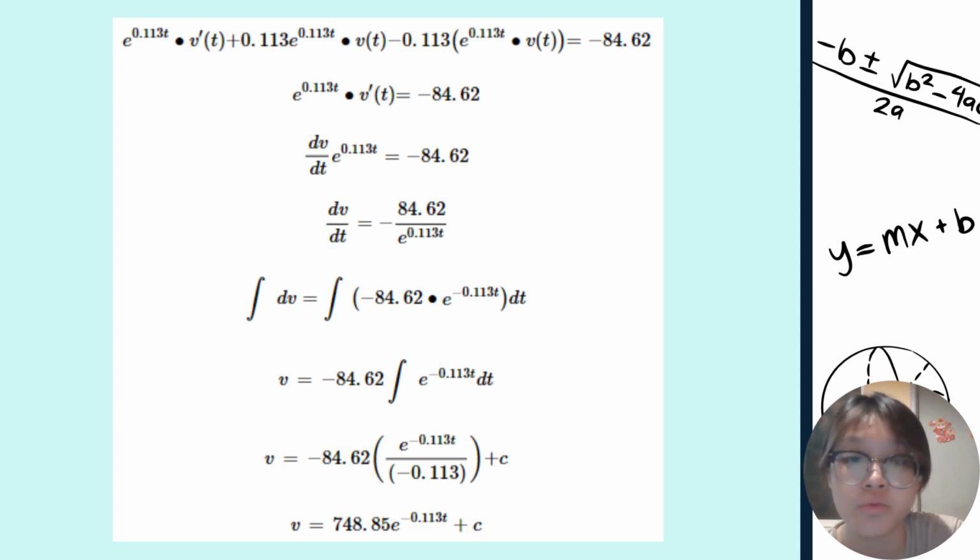Then we move the exponential to the right-hand side, and we can integrate both sides in order to get v. For the final v, we will get v equals 748.85 e^(-0.113t) plus c.